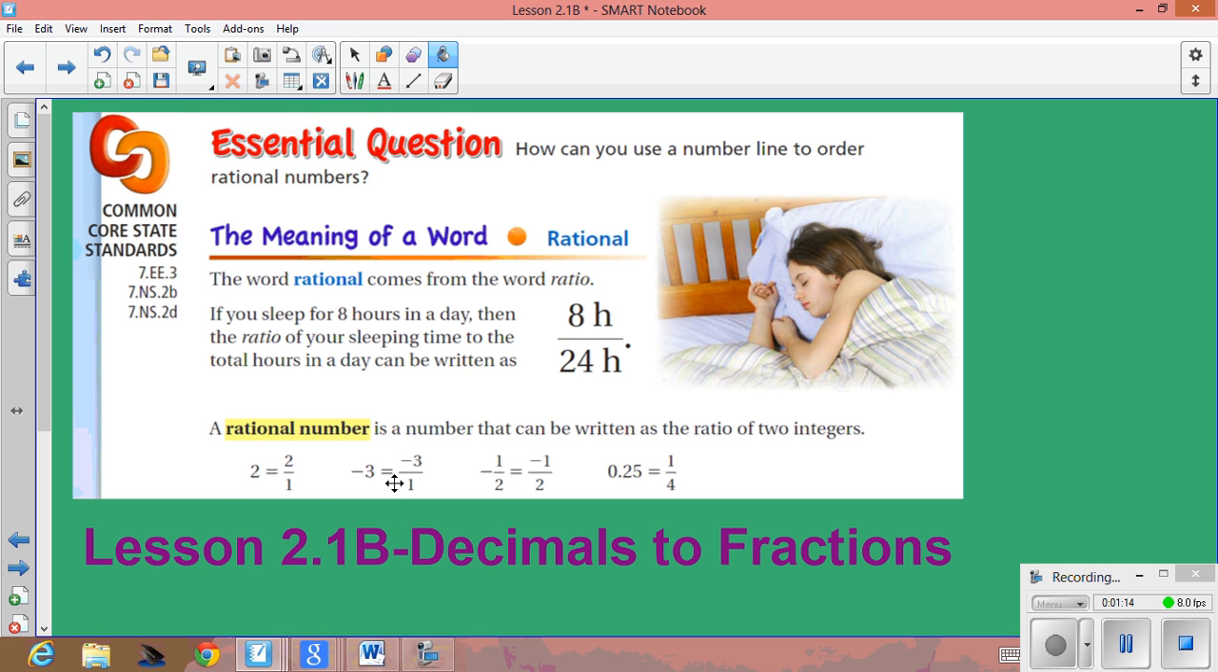So all of these are examples of rational numbers. 2 can be written as 2 over 1. -3 can be rewritten as -3 over 1. -1/2 is the same as -1 over 2. And 25 hundredths is the same as 1 over 4 reduced.